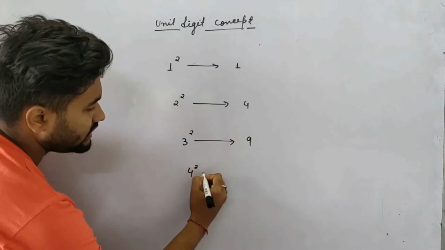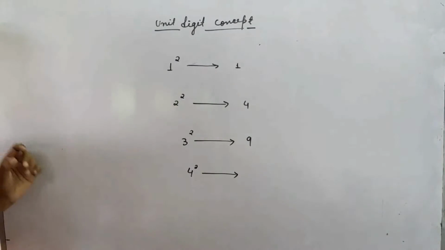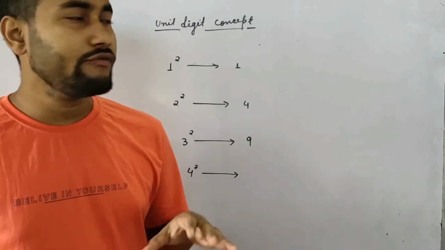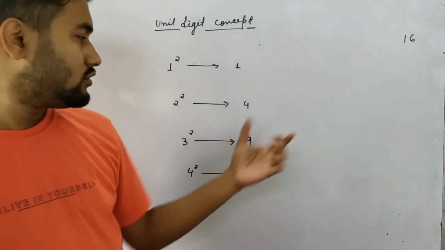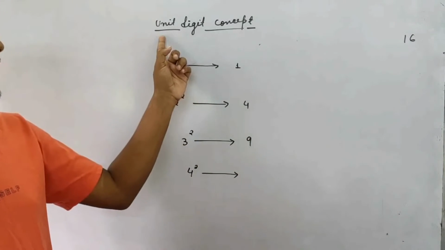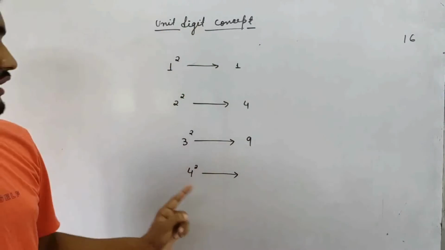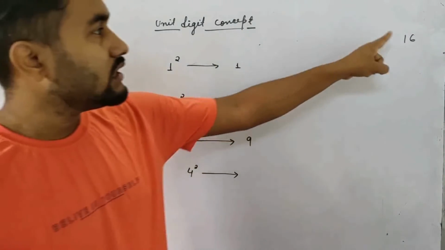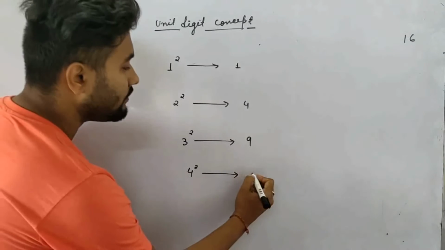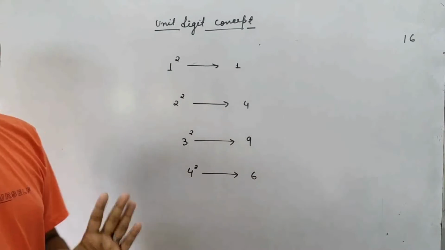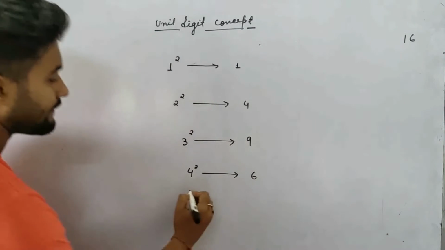Next, 4 square. What is the unit digit of 4 square? 4 square is 16. Don't write 16, okay? We are talking about only the unit digit. 4 square is 16, unit digit is 6. So my answer will be 6. Like that.